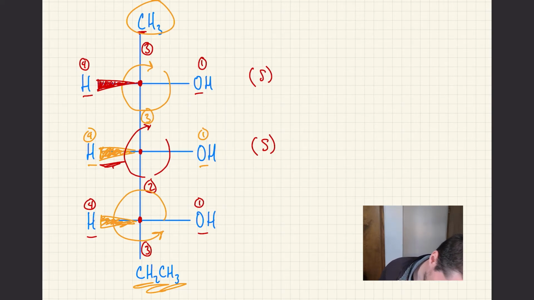Sorry, that's counterclockwise. I know how to read. I was going too many steps ahead. So this one is going to be R. So we have S, S, R.